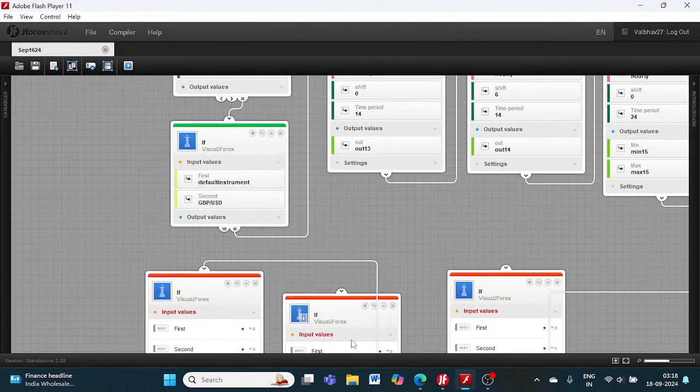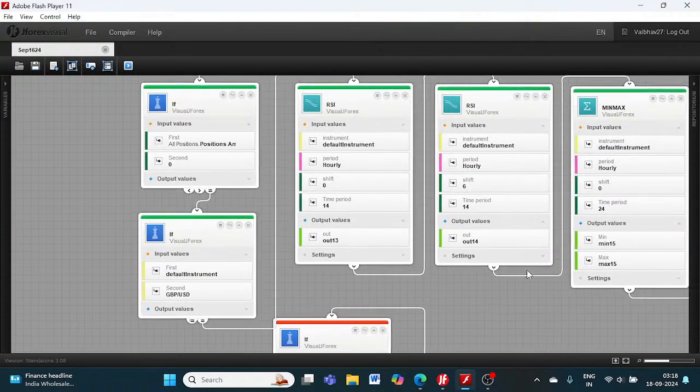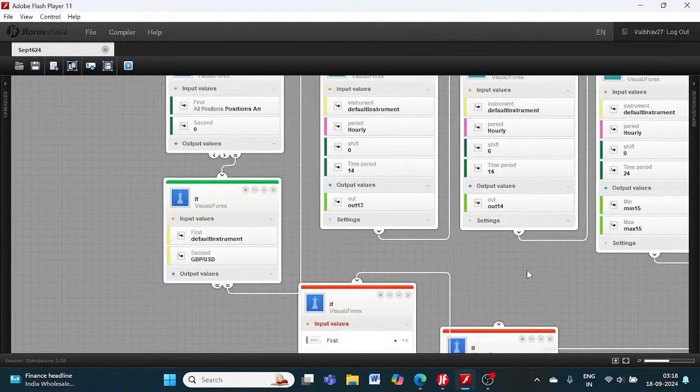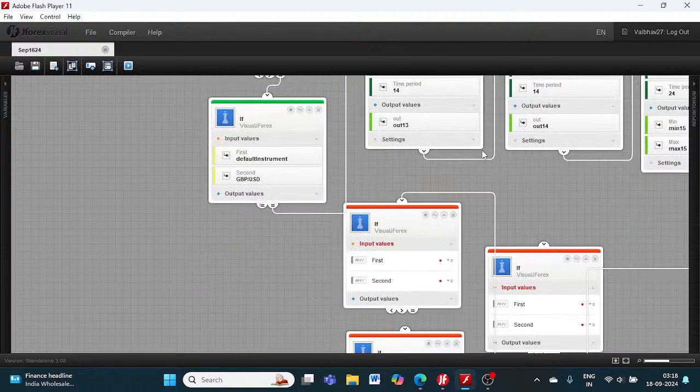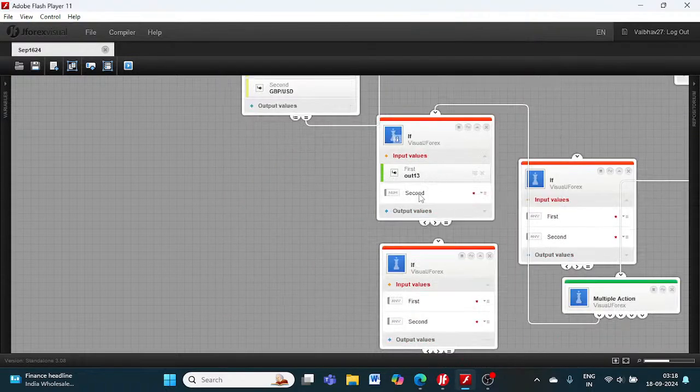Alright, now the current output value of the RSI needs to be in the oversold territory for the buy trade to take place. That means the output 13 value should be below 30. First input less than second input.